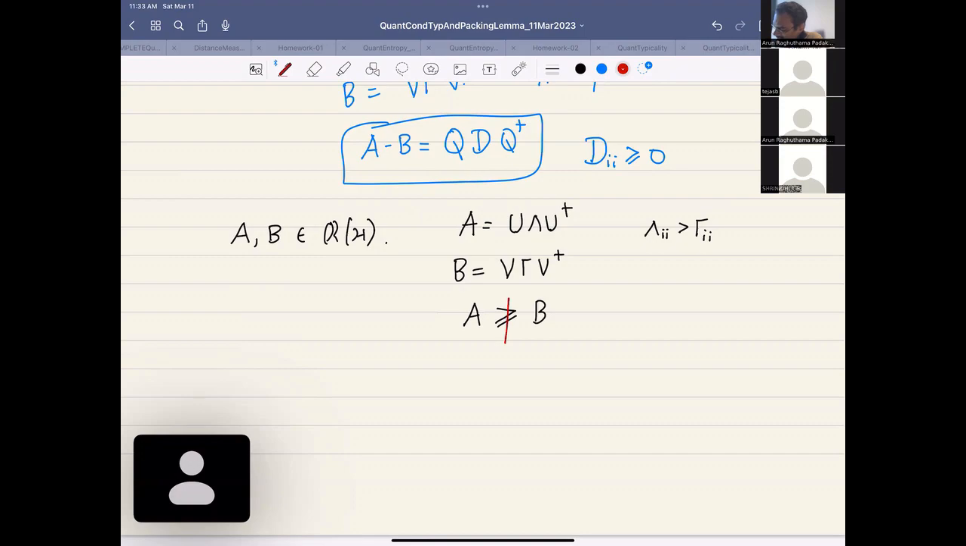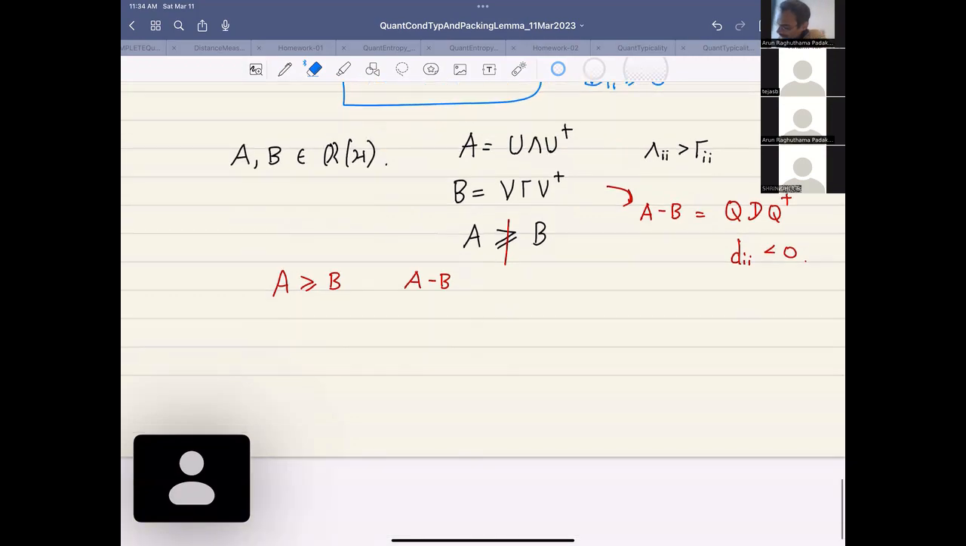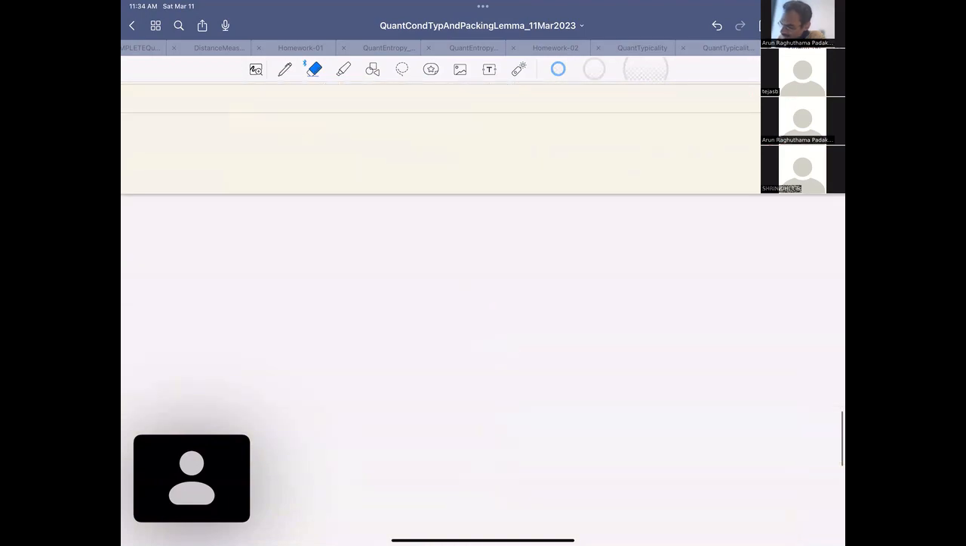The reason is that, remember, for A greater than or equal to B to hold, you need A minus B to have non-negative eigenvalues. So in this case, what could happen is when you do the spectral decomposition of A minus B, you may get Q D Q dagger, and it could turn out that all the D_i are negative. In which case A is not going to dominate B as an operator.